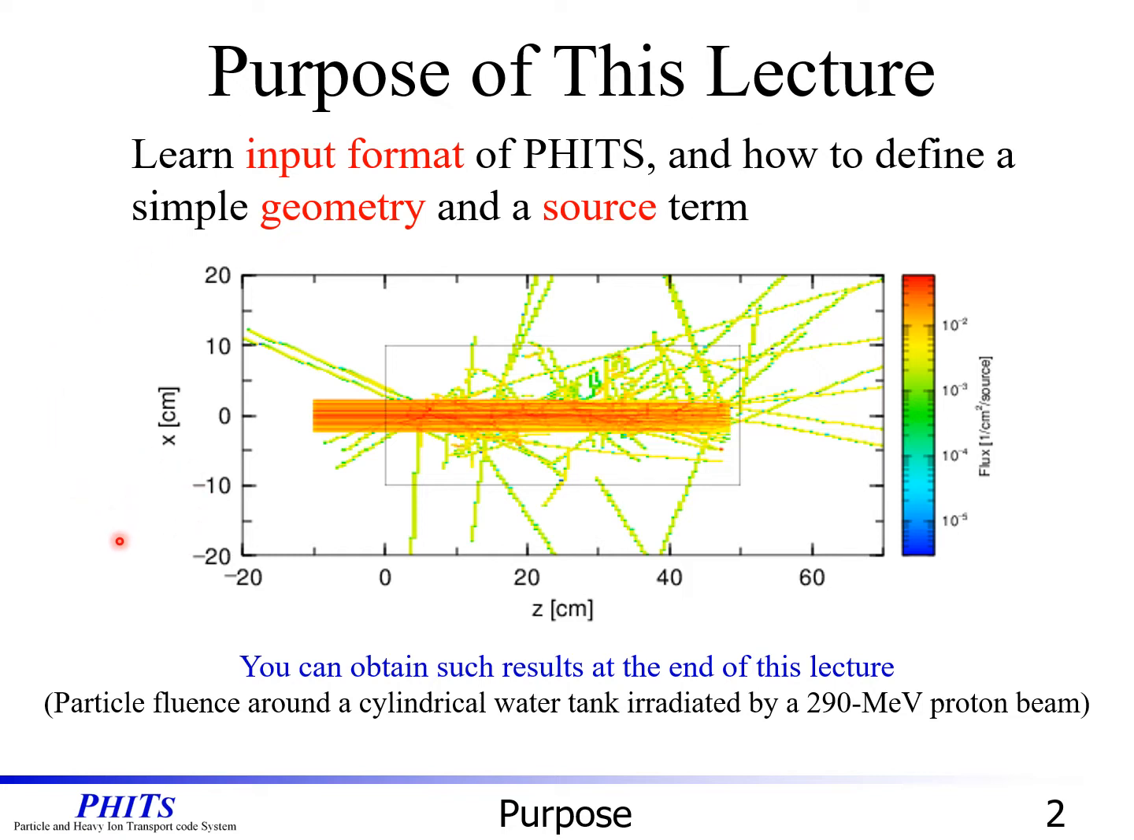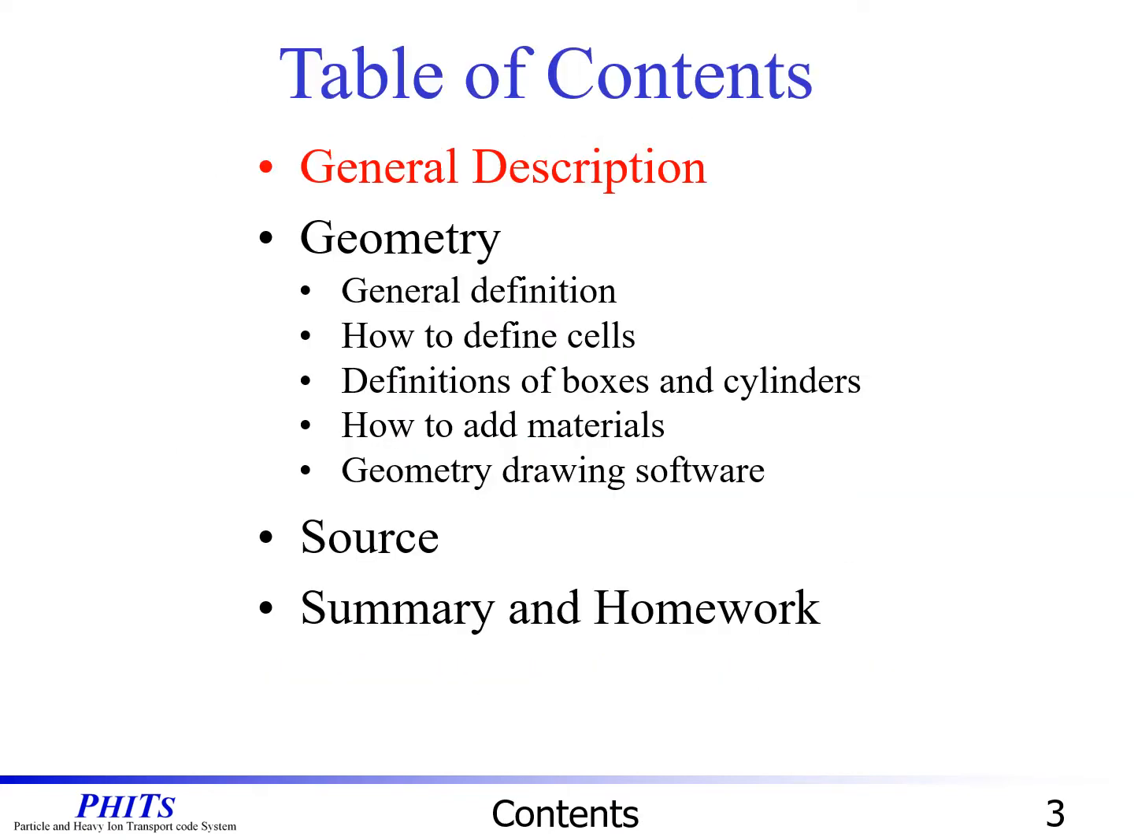This is the simulation result at the end of this training. It shows the particle fluence in the system when a 290 MeV proton beam is incident on a cylindrical water. The contents of the training are shown here. The order will be general description, geometry, source, summary, and homework.